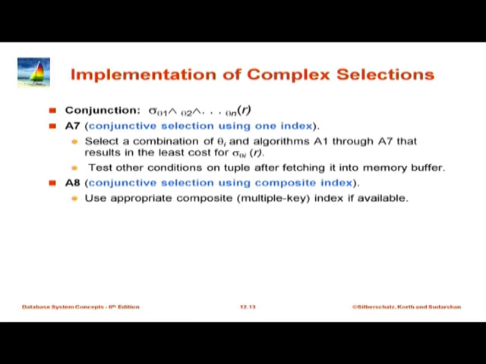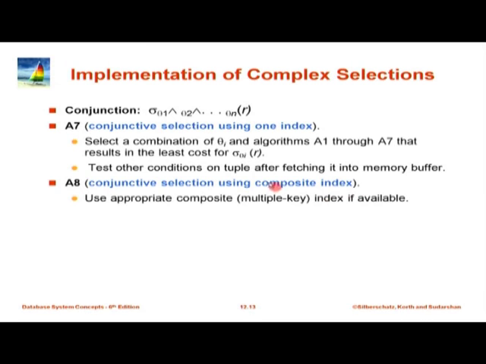So now, those were the basic algorithms. Now what about complex selections? What we saw so far would be selections like R.A equal to a value, R.A equal to 5, R.A between 7 and 27 and such like. But conditions can be conjunctions. What do we do if I have a condition on 2 attributes, both of which are equality? Maybe I could use a composite multi-key index if it is available.